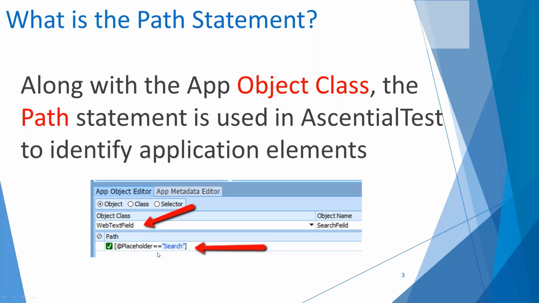So by itself, the path statement wouldn't identify the object, because we also need to know the class. So the object class and the path are used together in AscentialTest to identify the application elements.